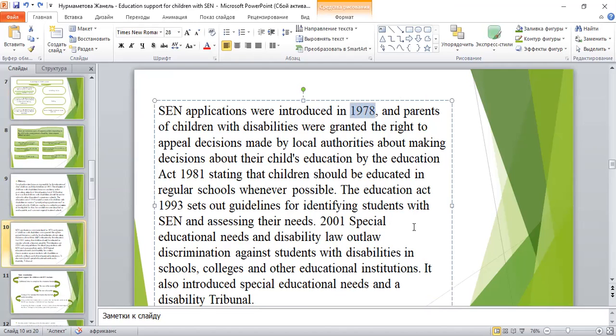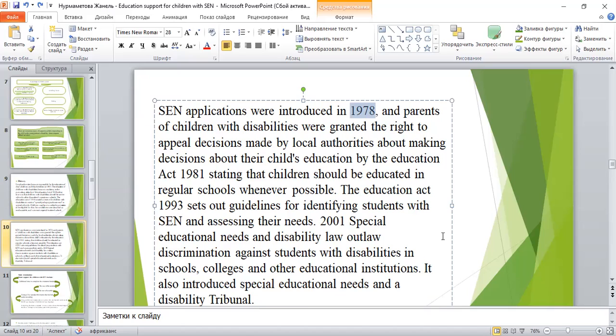Special educational needs applications were introduced in 1978, and parents of children with disabilities were granted the right to appeal decisions made by local authorities about their child's education. The Education Act 1981 stated that children should be educated in regular schools whenever possible.